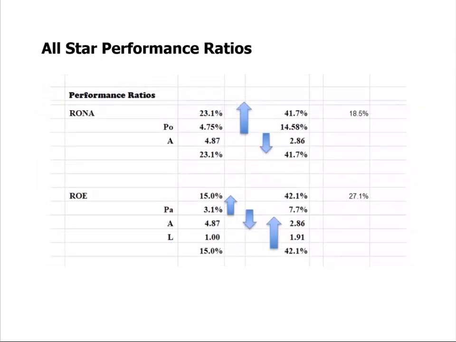All right. So let's see what's happened here. We're going to start with RONA. We know that the 23% has increased to 41%. That's a healthy increase, but we want to find out what has caused this. So let's start by looking at the operating profit. And here you'll notice that the operating profit went from 4.75% up to 14.58%. So that's a substantial increase in operating profit from one year to the next, and therefore I used a nice sized upward arrow just to describe how that has increased.